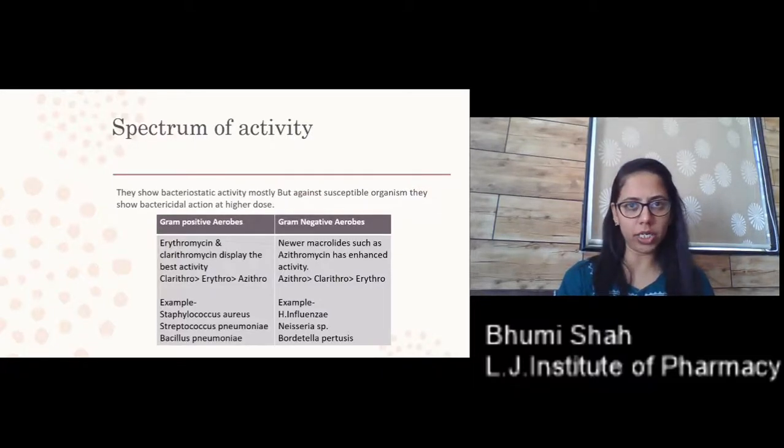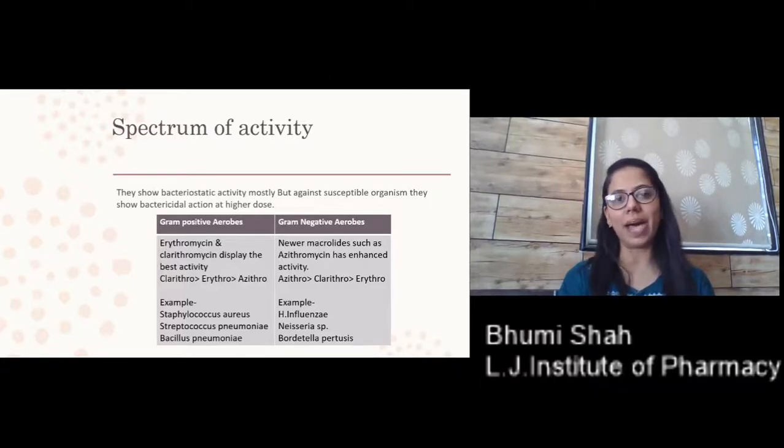This group of antibiotics mostly shows bacteriostatic action, but for susceptible organisms, they show bactericidal action, but again, that is at a higher dose. Let me revise what is bacteriostatic and what is bactericidal. Bacteriostatic means they prevent growth of bacteria, while bactericidal means they kill the bacteria, right? So they possess bactericidal activity only against some organisms, but again at a higher concentration.